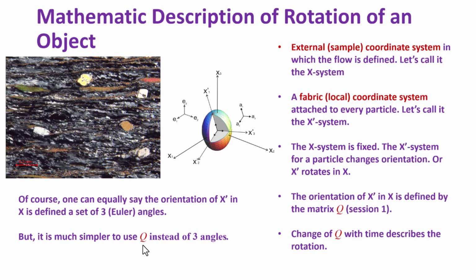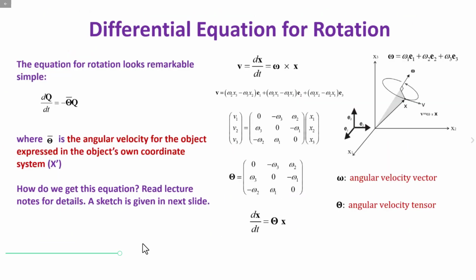When we speak of the orientation of a feldspar in space, the three Euler angles defining its orientation go together. They cannot be separated, because all three define a unique orientation of the feldspar. It is much simpler to use a matrix Q to do that. It turns out that the equation for the rotation of a rigid object is remarkably simple.